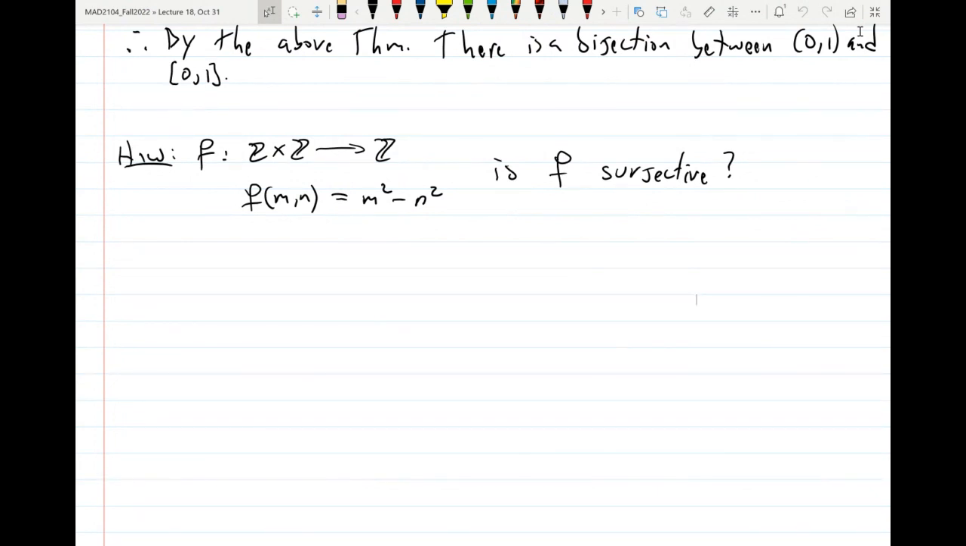No? Okay, so last time I asked you to think about this question, so go ahead and do so. Try to see if you can argue whether this function is surjective or not.